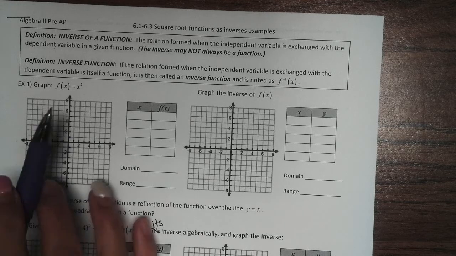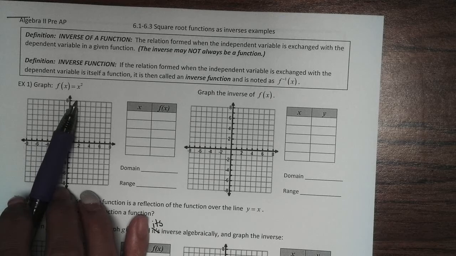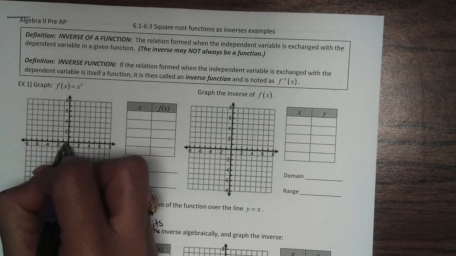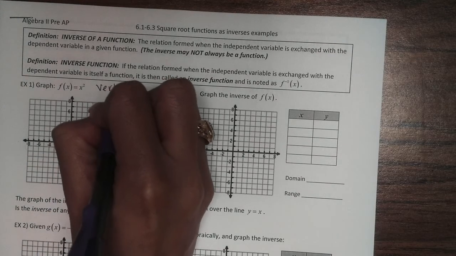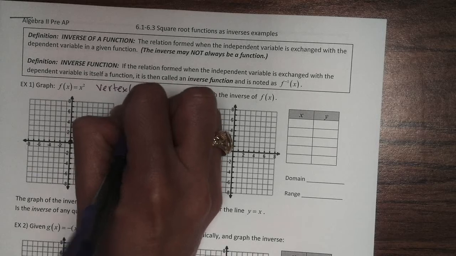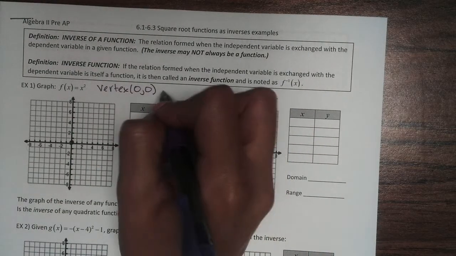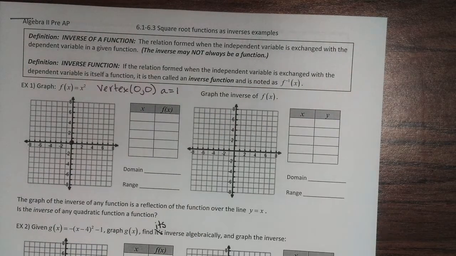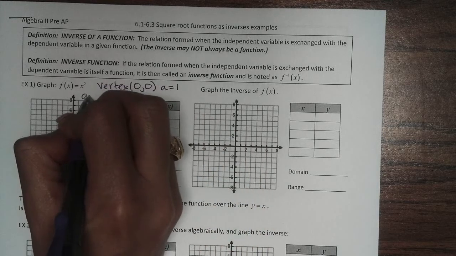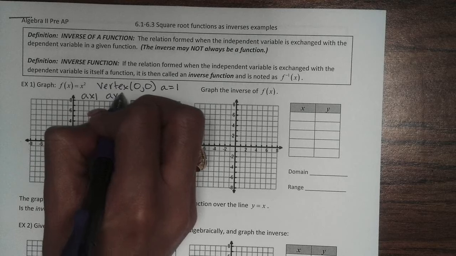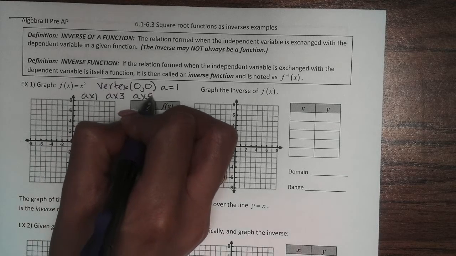Example 1. I want you to graph this parabola, f of x equals x squared. That is a parabola with the vertex at 0, 0. The a value is 1. So, in case you forgot how to graph parabolas, we use a counting pattern: a times 1, a times 3, and a times 5.